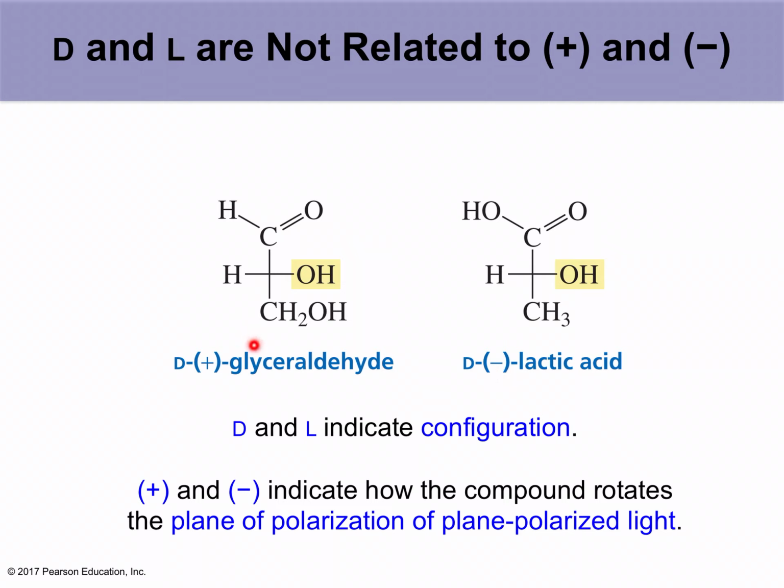Now this is the D-glyceraldehyde molecule. Now if this carbonyl group is oxidized, this would become lactic acid. But this one would rotate in the positive direction, and this one would rotate in the negative direction, but both of them are D sugars because the OH group is to the right. Okay.